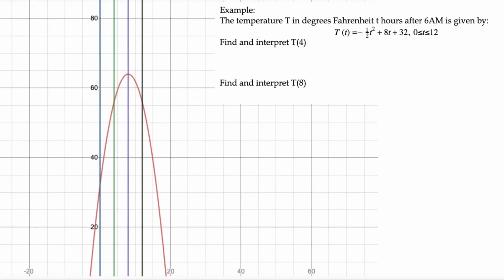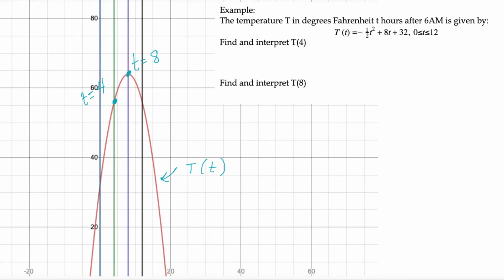In our next example here, the temperature T in degrees Fahrenheit, t hours after 6 a.m., is given by our function. Find and interpret the temperature at 4 hours after 6 a.m. and 8 hours after 6 a.m. My red line here represents my function T of t. My purple line represents when little t is 8 hours, and my green line represents when time is 4 hours. So here and here. Let's find and interpret them.